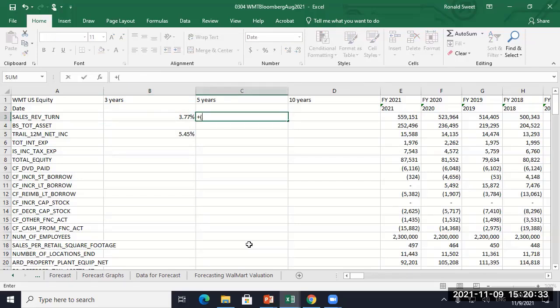How do I do a 5-year? So I do 5 years, today divided by what? Tell me when to stop.